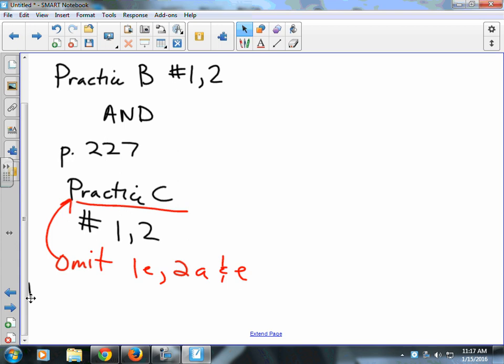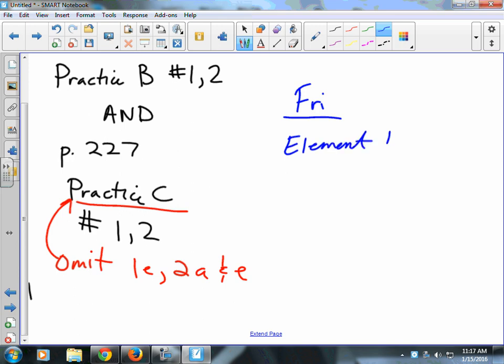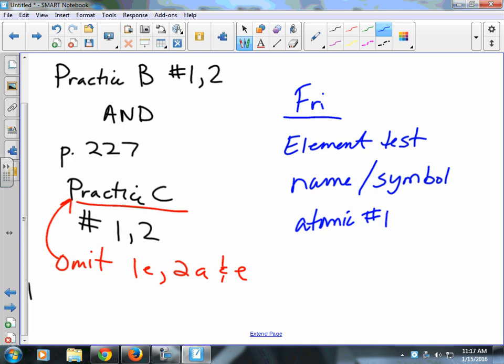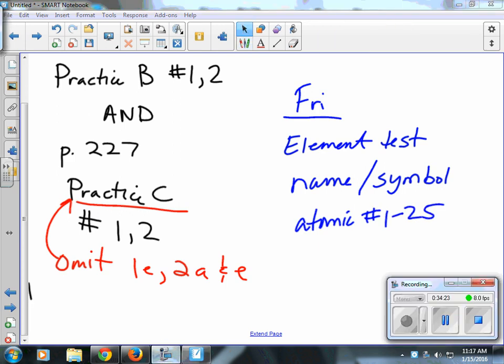On Tuesday, I almost forgot. What do we got next Friday? Friday, we got element test, name spelled correctly, symbol written correctly, for atomic numbers 1 through 25. All right, so what I'd like, we got 5 minutes left. I'd like for you to work in your study groups, help each other, learn the material, learn how to do this stuff. If you got a question, holler at me.